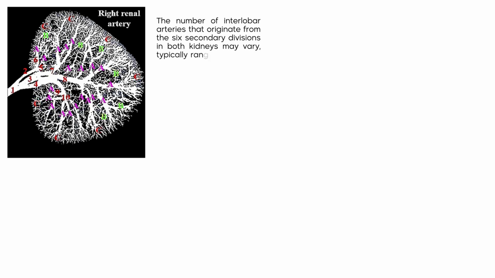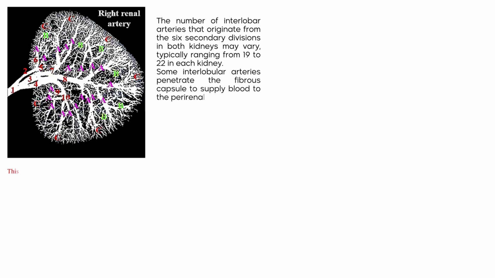The number of interlobar arteries that originate from the 6 secondary divisions in both kidneys may vary, typically ranging from 19 to 22 in each kidney. Some interlobular arteries penetrate the fibrous capsule to supply blood to the perirenal fat.